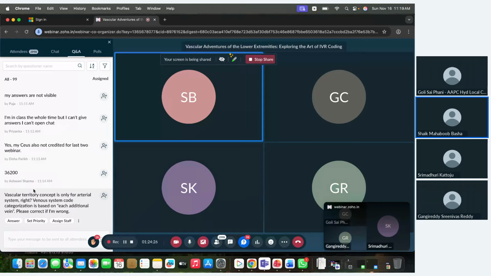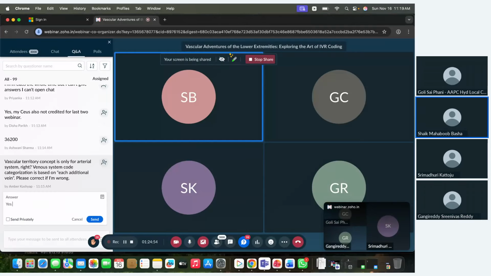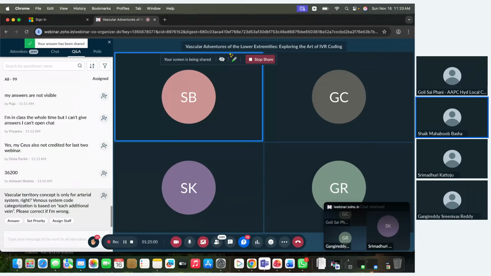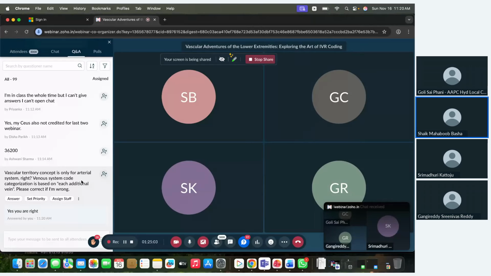Another question is from Ashwani Sharma. Is the vascular family concept only for the arterial system, and venous system codes categorized based on each additional? Yes, we are discussing completely arteries. For veins, we have only about 4 codes, based on the number of blood vessels: one primary, one add-on code. This answer is for Ashwani Sharma. Under question and answers, you can raise the questions.